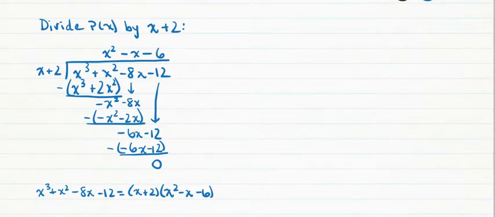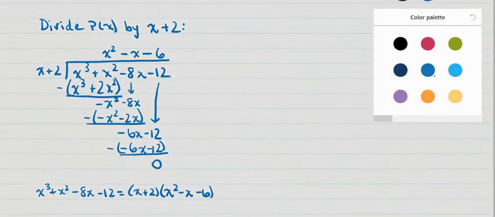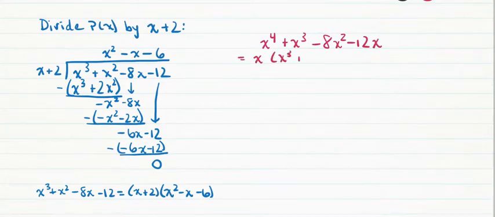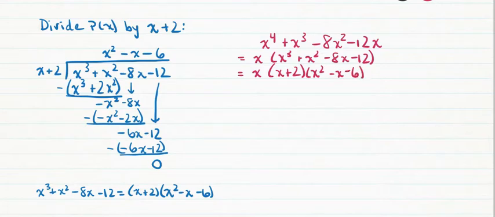So if we go all the way back to the beginning, to the quartic polynomial that we were originally working with, we had the quartic polynomial x to the 4 plus x cubed minus 8x squared minus 12x. And we took out a common factor of x. We now have this factored a little bit further, so we know that that cubic polynomial is x plus 2 times x squared minus x minus 6.